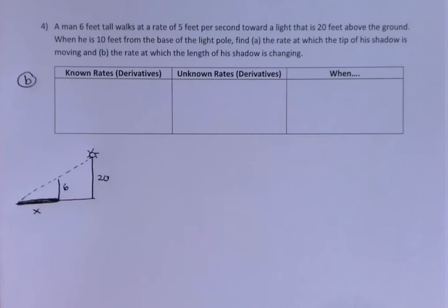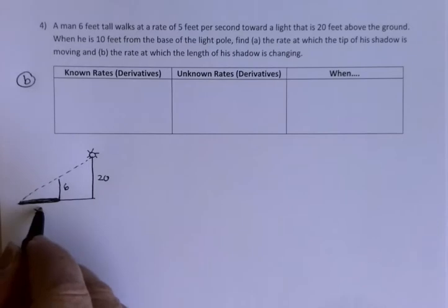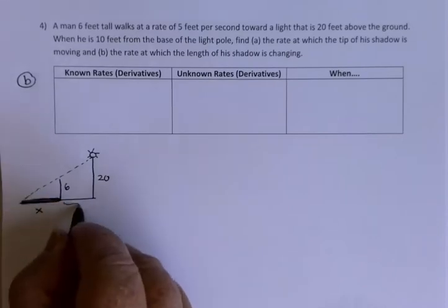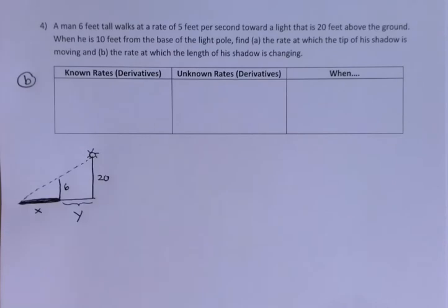I'd use s, but s isn't a good variable, right? All right. That's definitely changing, as is this distance. The distance between the man and the light pole is also changing, so maybe I'll call that y. I might need that as well. So what do we want here? What do we know, first of all?